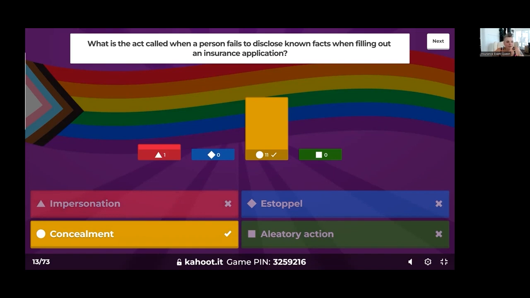All right, so hopefully that helps. Waiver is waiving the right. Estoppel is stopping them from taking the right back. That's what estoppel is.